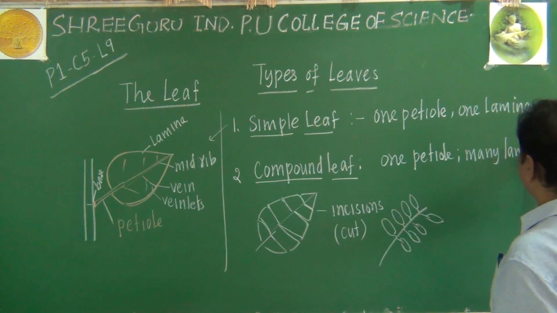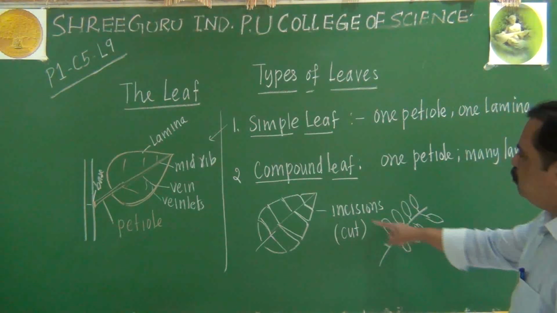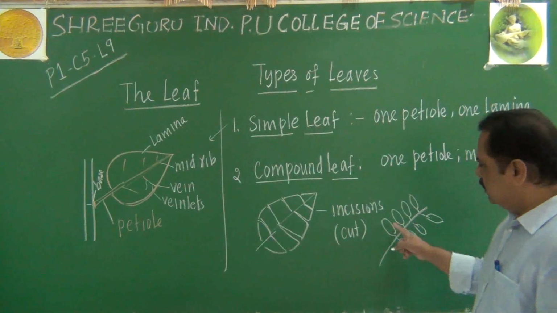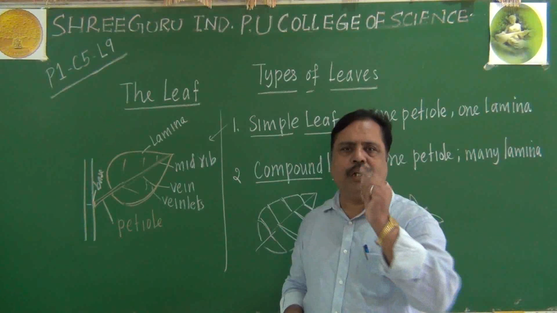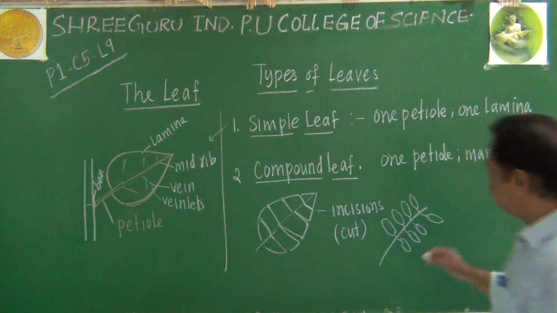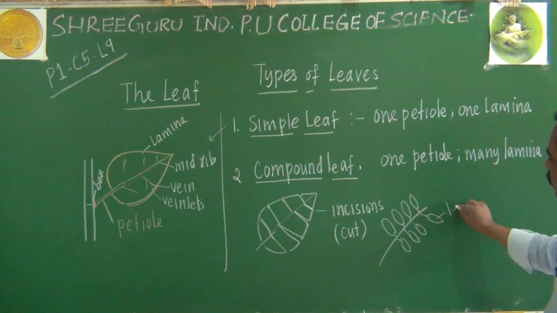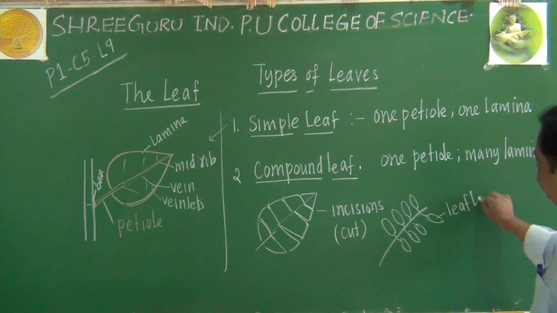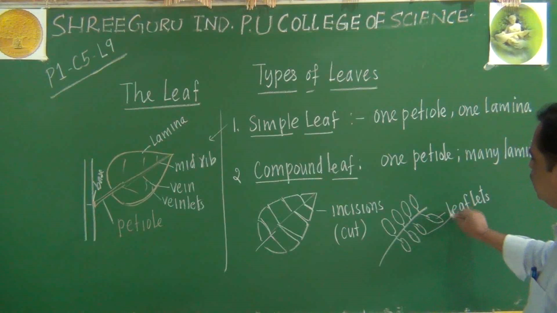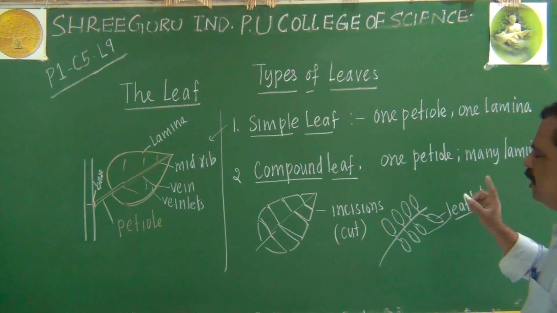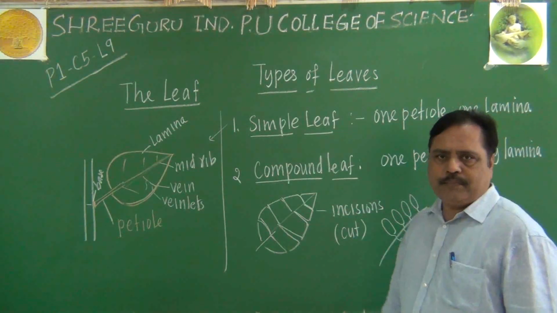Those lamina need not be broad like this. These lamina need not be bigger, flattened like that. They will be smaller lamina. Such small lamina are otherwise known as leaflets, we can say. This is one leaflet, this is one leaflet, so they are called leaflets, remember.